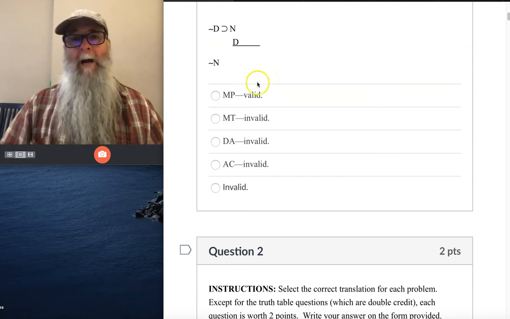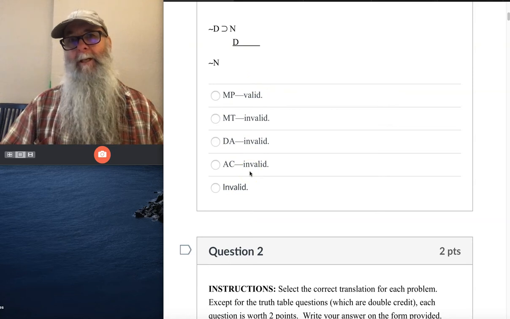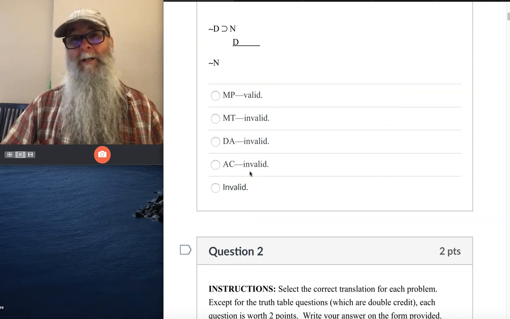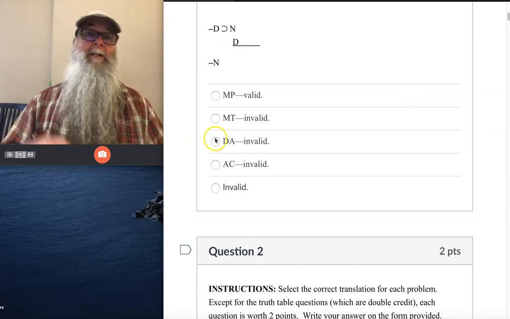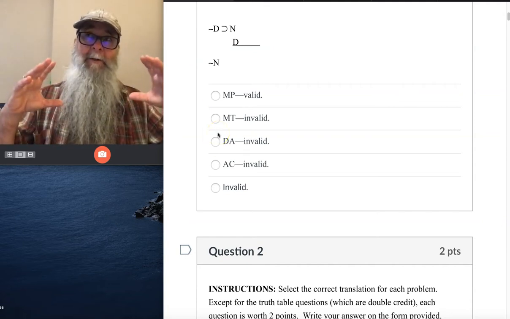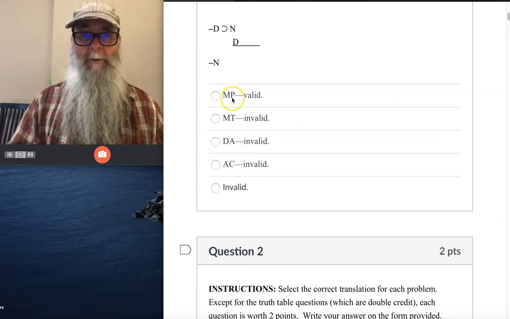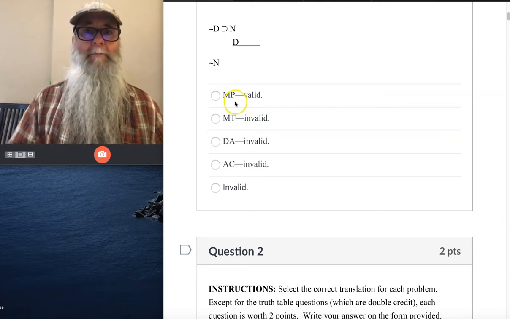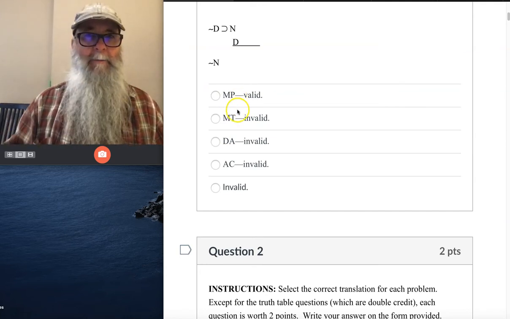Now, I've got 5 options to choose from. My first step should always be to try to eliminate possible answers, okay? Because then I'm reducing down the possibilities and makes my job a little bit easier. So my first option here as an answer is modus ponens, the affirming mode. Now I know what a modus ponens looks like.